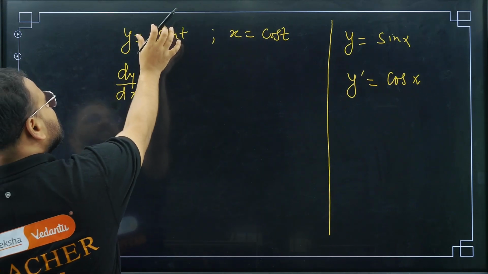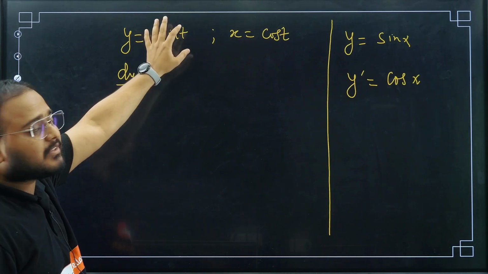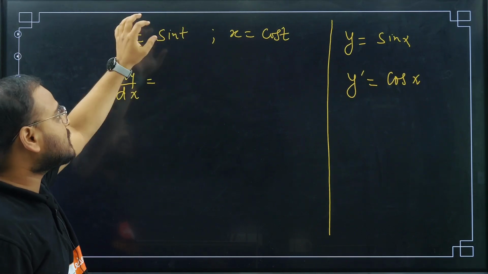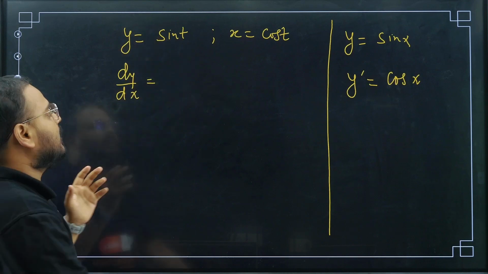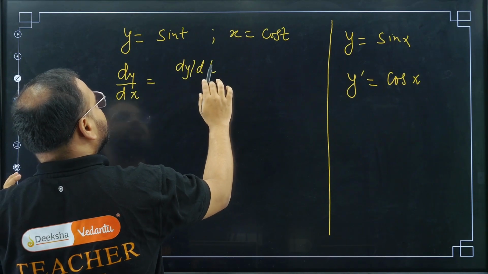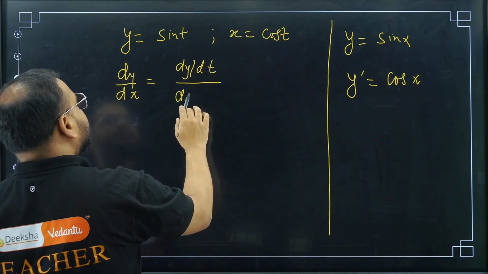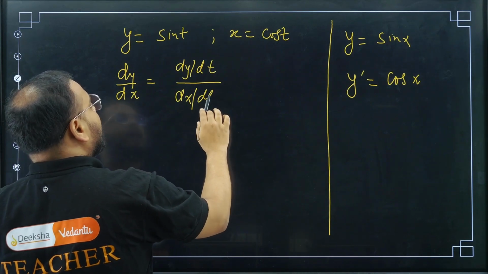You will take the first function. Is there an x in this function? No. So you'll find the derivative of the first function, y, with respect to t only. You write dy by dt for the first part, and in the same way you'll do it for x, dx by dt, and what are you going to get?